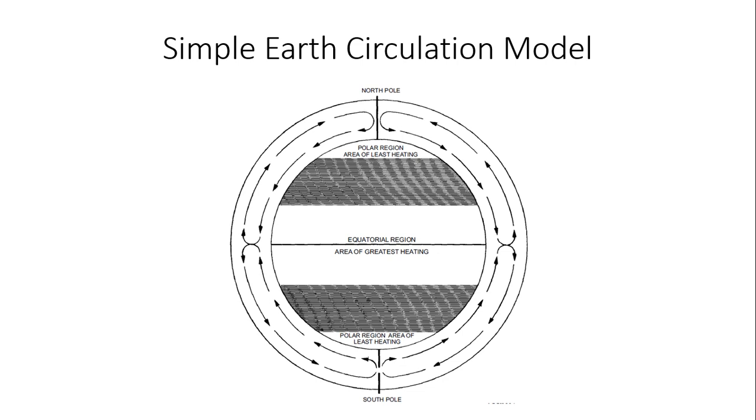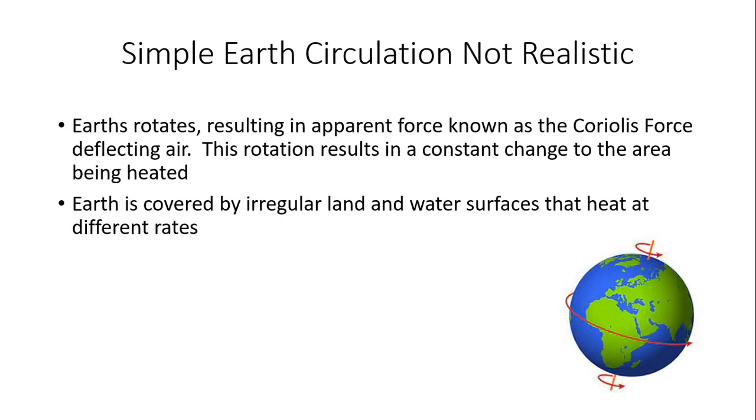And you'll notice the black arrows in the diagram would show air heating and rising over the equator, moving to the upper portions of the atmosphere, flowing in the upper atmosphere right back to the polar areas where the air would get colder and sink again and flow at the surface back towards the equatorial regions. Again, we know this is not realistic because the Earth rotates, resulting in an apparent force known as the Coriolis force, which I mentioned in the previous training video.